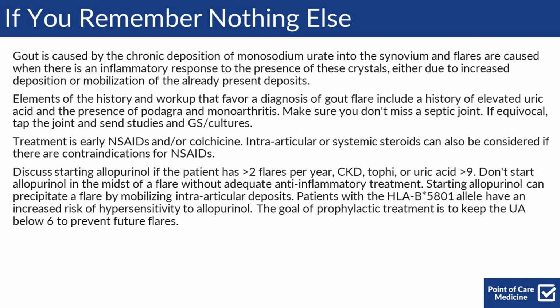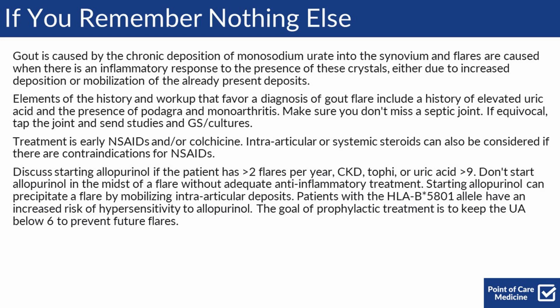Make sure you don't miss a septic joint. If equivocal, tap the joint and send studies and gram stain and cultures. Treatment is early NSAIDs and/or colchicine. Intra-articular or systemic steroids can also be considered if there are contraindications for NSAIDs. Discuss starting allopurinol if the patient has more than 2 flares per year, CKD, tophi, or uric acid over 9. Don't start allopurinol in the midst of a flare without adequate anti-inflammatory treatment.